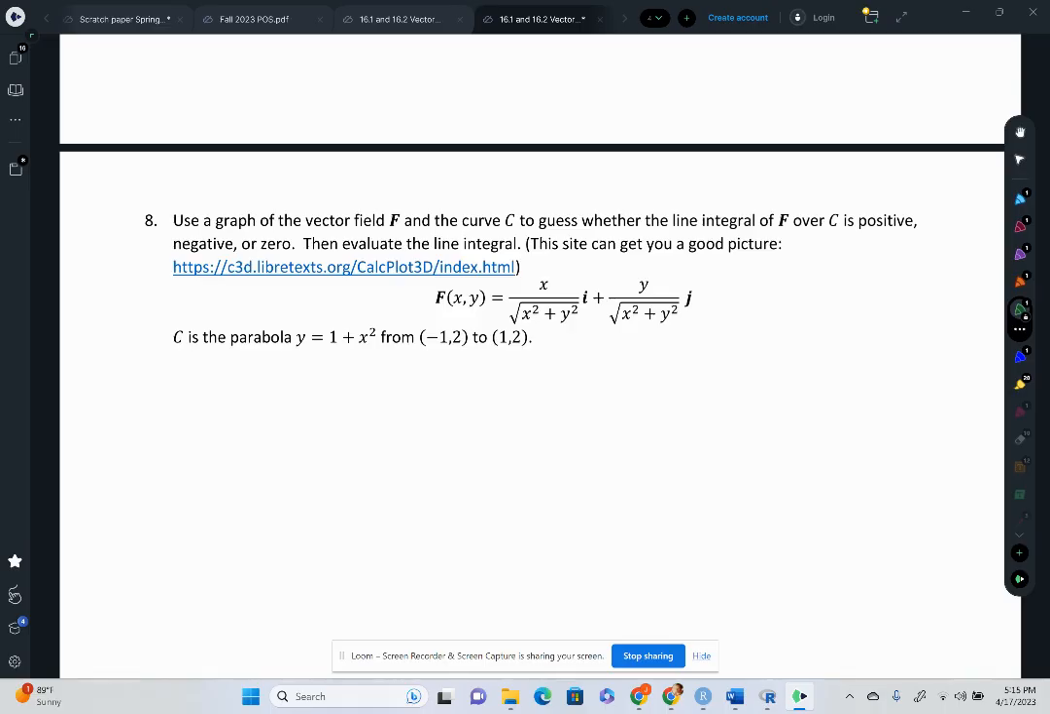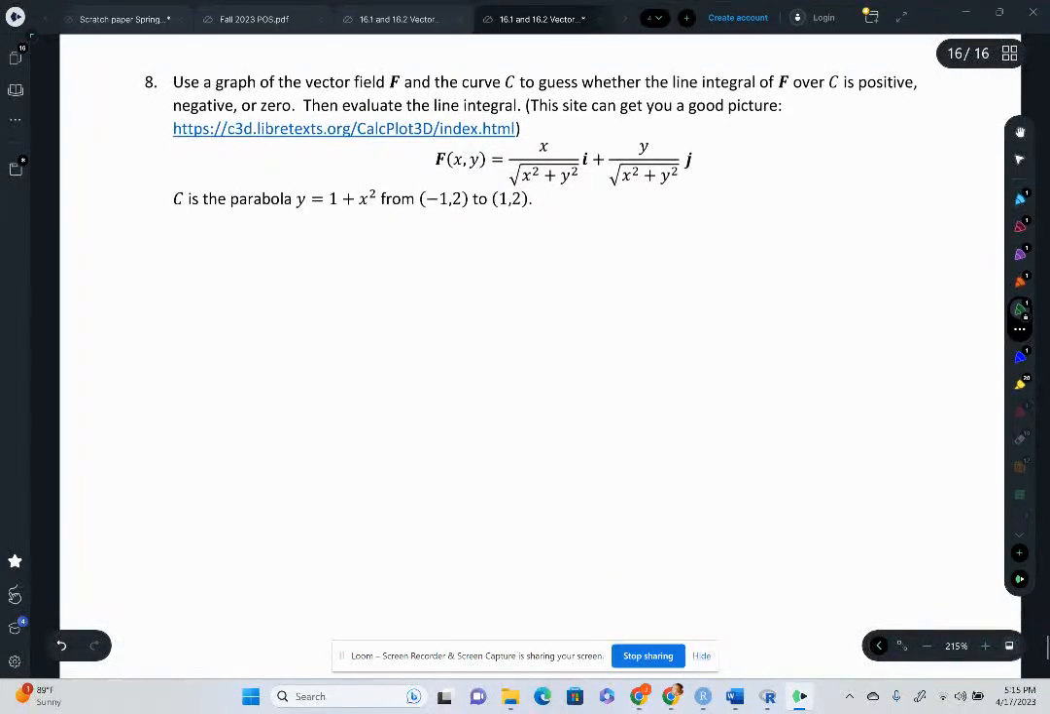So I'm going to open up CalcPlot 3D. I've got my vector function. The components are x over square root of x squared plus y squared and y over square root of x squared plus y squared. And C is a parabola. It's y equals 1 plus x squared, but only from (-1, 2) to (1, 2). Okay? So I can actually draw that part real quick.